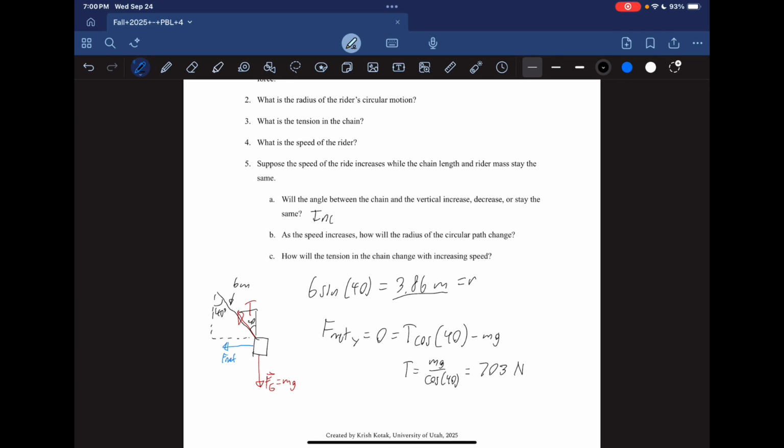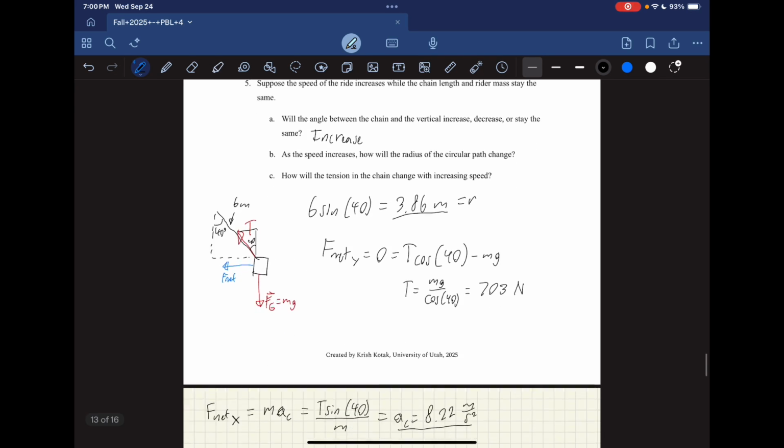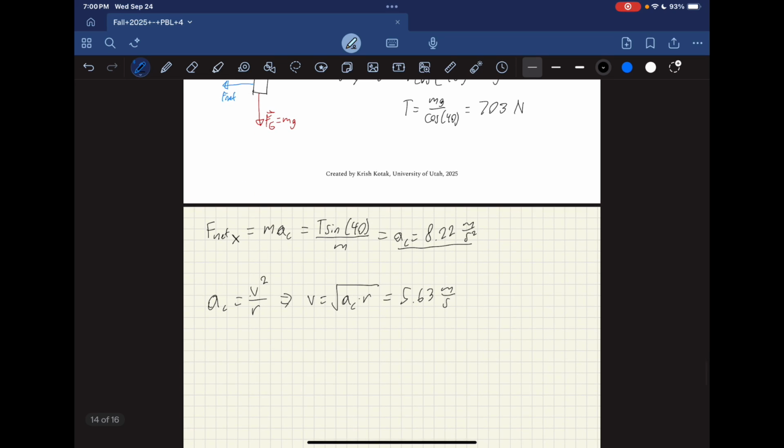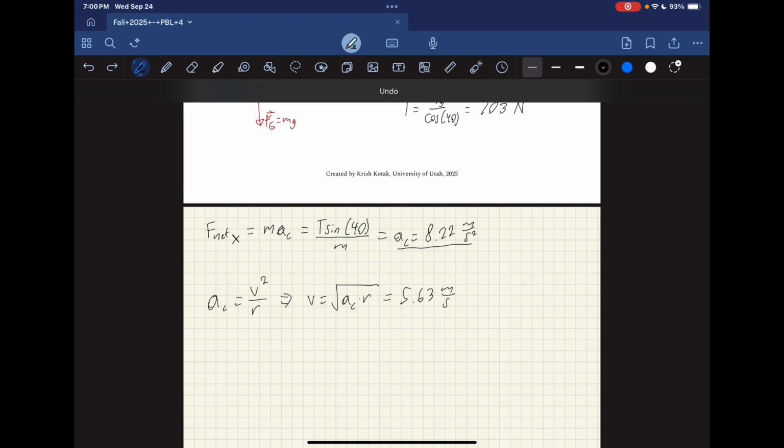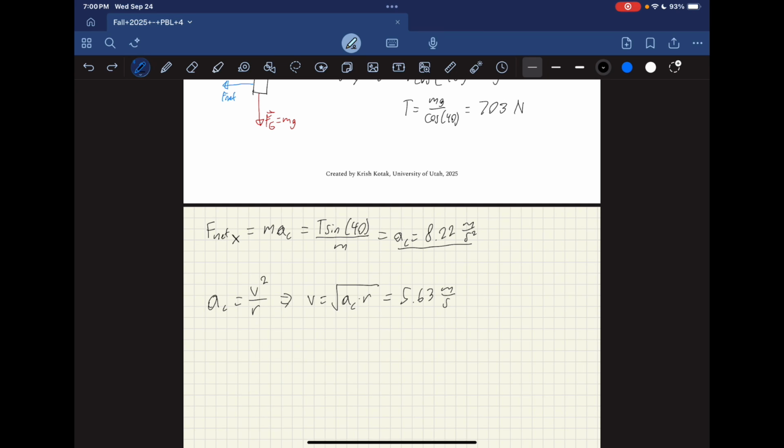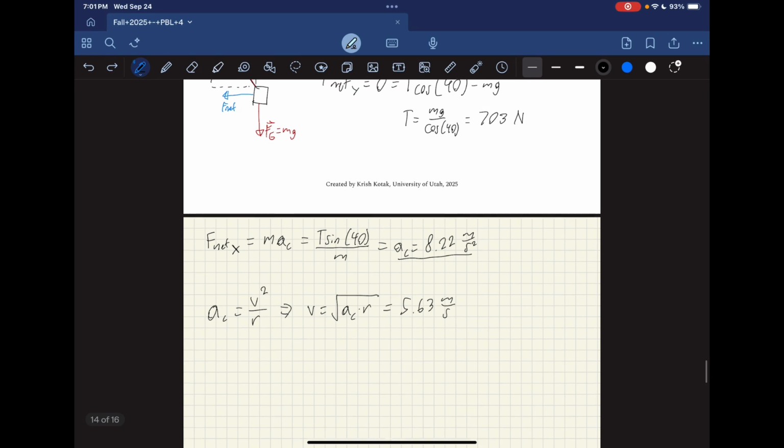And the answer is that it will increase from the vertical. The reason for this is, since the speed increases but the chain remains the same, the acceleration will also increase. Technically, the radius of our circle will also change, but since speed is squared, it's a bigger, more important term, and so the acceleration overall increases.